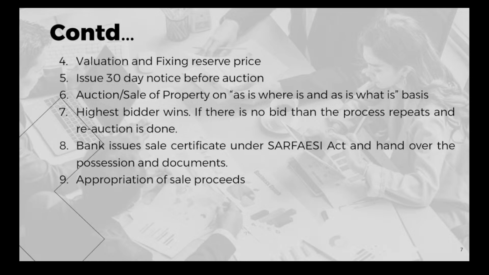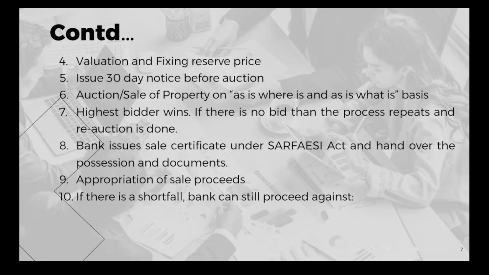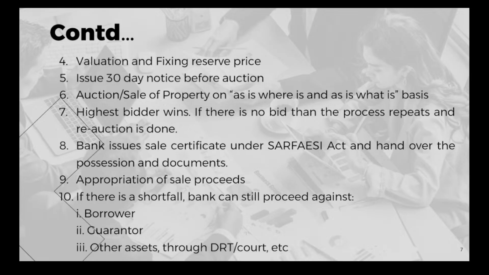Sale proceeds are appropriated. If there is a shortfall, then the bank proceeds against the borrower, guarantor, or other assets through DRT or courts, etc. So this is the process when the property is taken by the bank. In every step, the cost of taking the property as collateral increases.